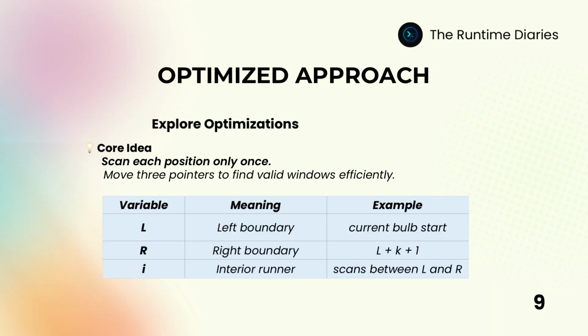Here's where the transformation happens. We'll turn our brute force window into a smart sliding window that moves intelligently. We'll use 3 pointers. L, the left bulb, R, which equals L plus K plus 1, the right bulb, and I, a little scout that walks through our middle houses checking if they ruin our window.